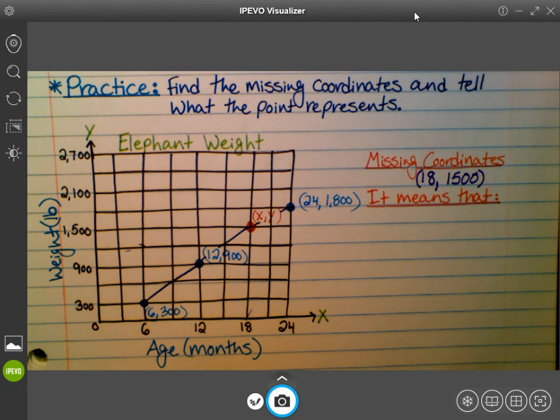Nice work today, 5th grade. Nice work. I want you to have your workbooks ready to circle some numbers for homework.